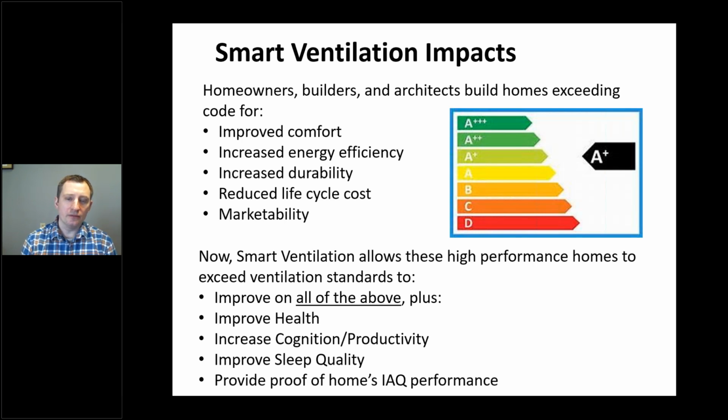You're starting to see a lot of realtors and potential home buyers request radon readings for a house, as well as perhaps utility bills. So it's not too far in the future where you may see people saying, hey, I want to see how the air quality is maintained in this house. And that's something you can do with the CERV as a smart ventilation system with that kind of data.